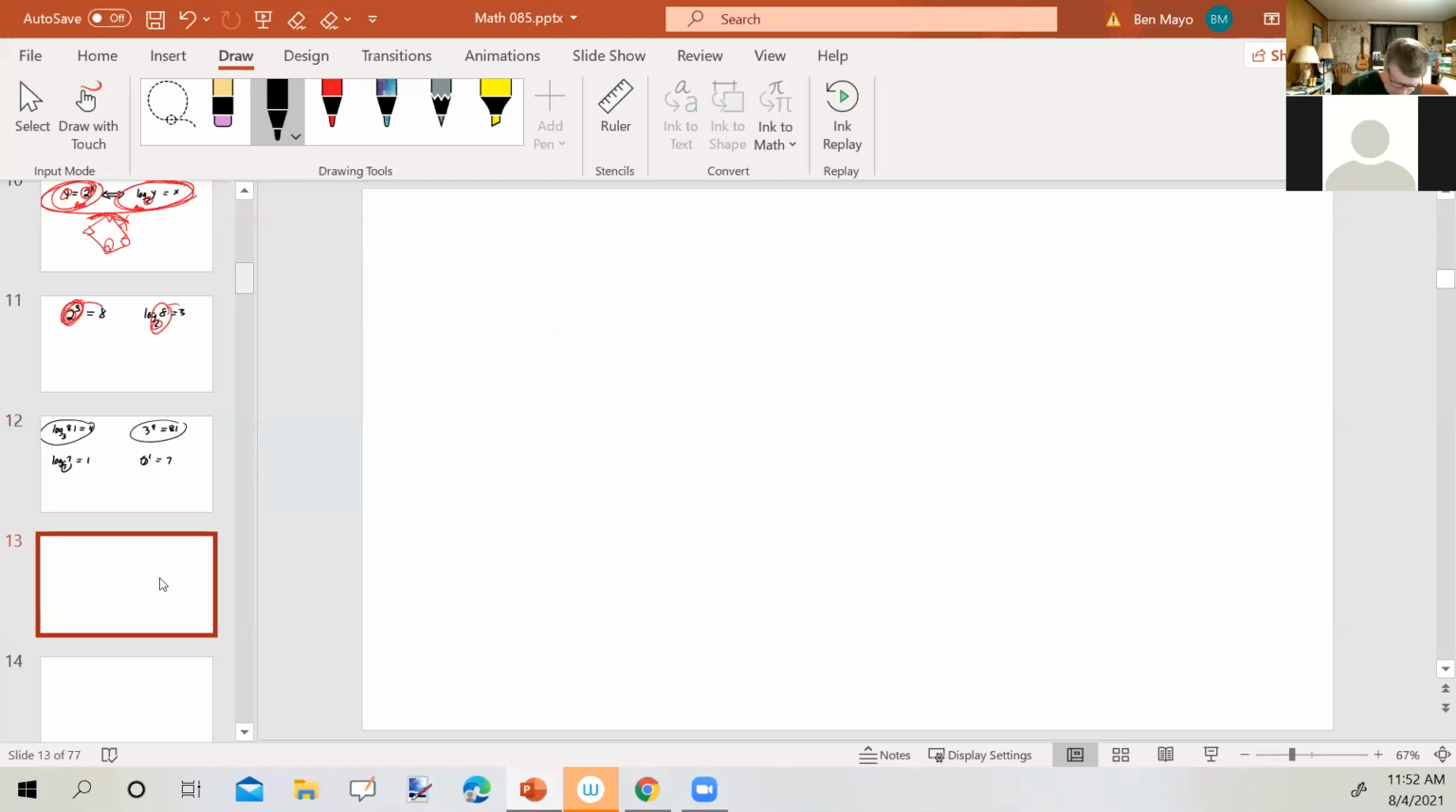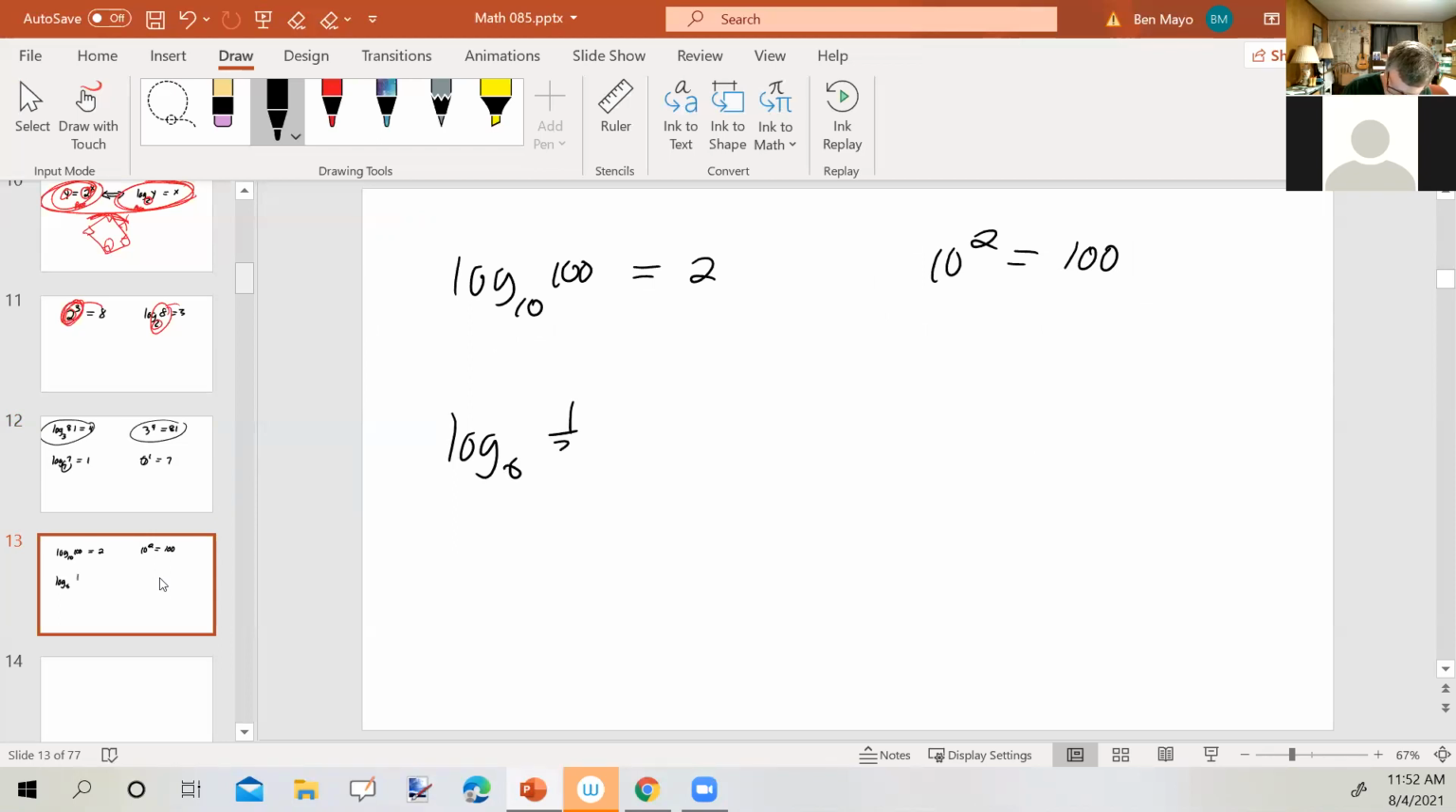And this one, log base 10 of 100 equals 2. This would be 10 squared equals 100. Base is the same, players change places. How about this one? Log base 6 of 1/36 equals -2. 6 to the -2 power equals 1/36. Everybody getting this okay? Any questions? Anybody confused? All right, we'll keep going.